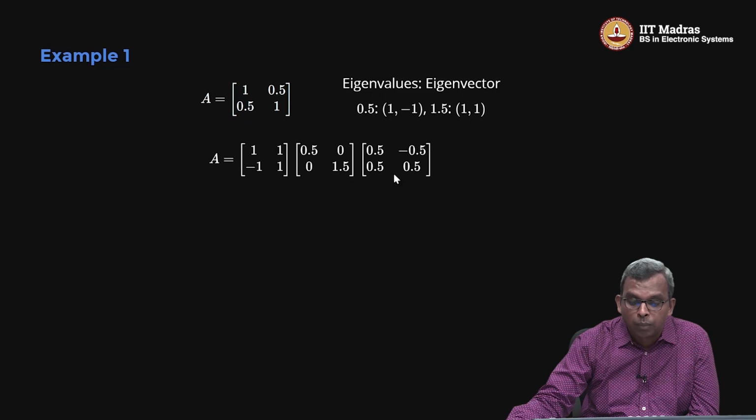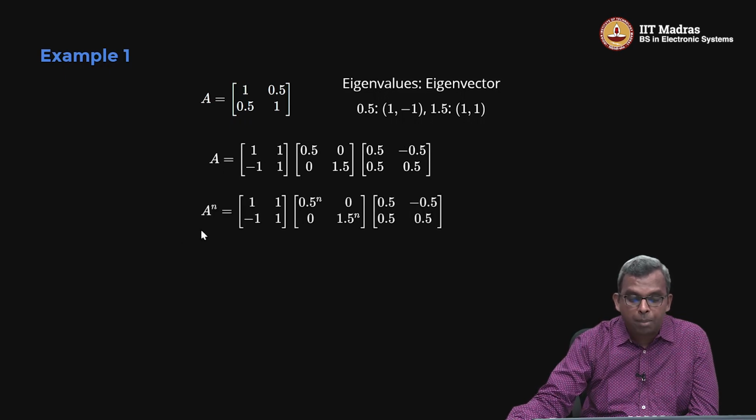The determinant will end up being 2, and then you have to write down the values. So, you can see that this ends up being the inverse of this matrix. You can check that in multiple ways. So, these two are inverses. So, A is this. A power n will then become, these two will be exactly the same, and here you will have 0.5 power n, 1.5 power n.